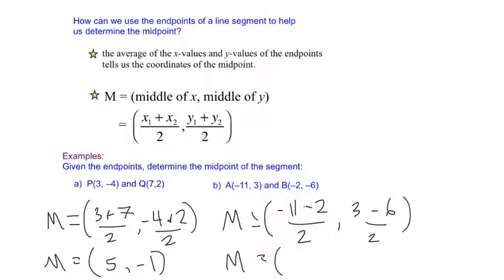Okay, so for B, for the midpoint of line segment AB rather, you're just going to apply the formula exactly the same way. Now in this case, you're going to get either fractional values or decimal values, whichever one you prefer to use, but that's okay. So for the x values, I have negative 11 minus 2 is negative 13. Divide that by 2 and I get negative 6.5. And for the y's, 3 subtract 6 is negative 3, divided by 2 is negative 1.5. Okay, and that's it.